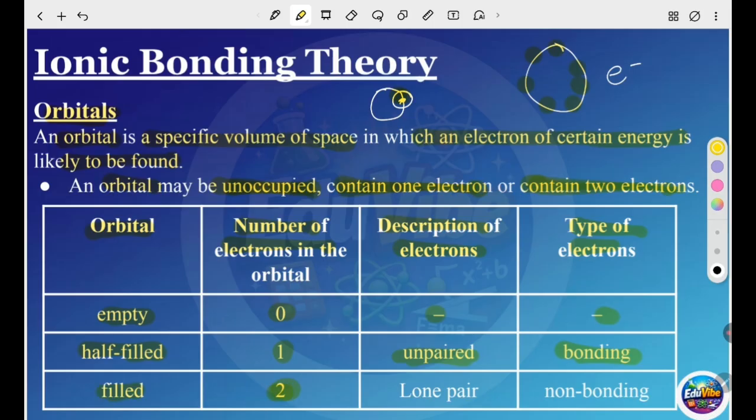Filled means they have two electrons, and this is called a lone pair. Now this orbital is filled, and these two electrons made a lone pair. When two electrons join together as one pair, they become a lone pair, and we call them non-bonding. They don't do the bonding; they are lone pairs.